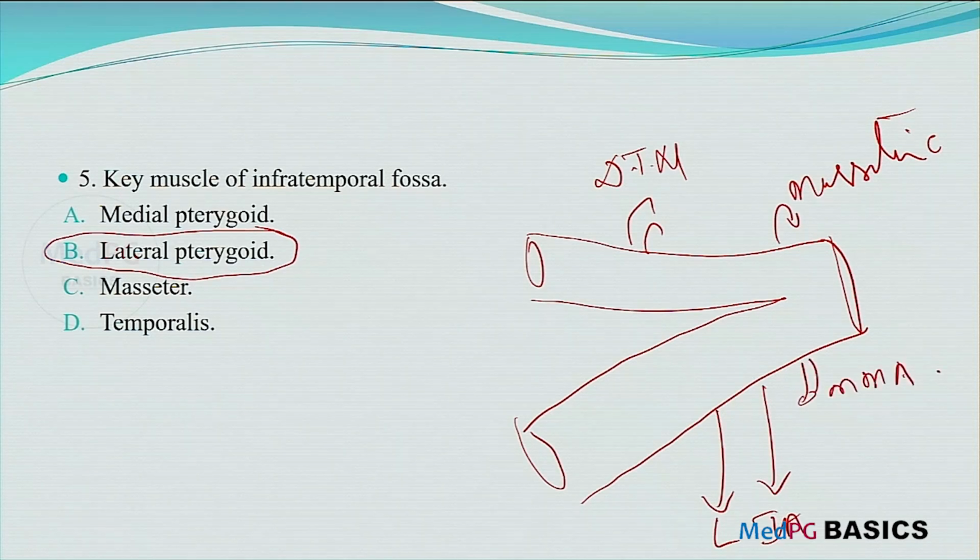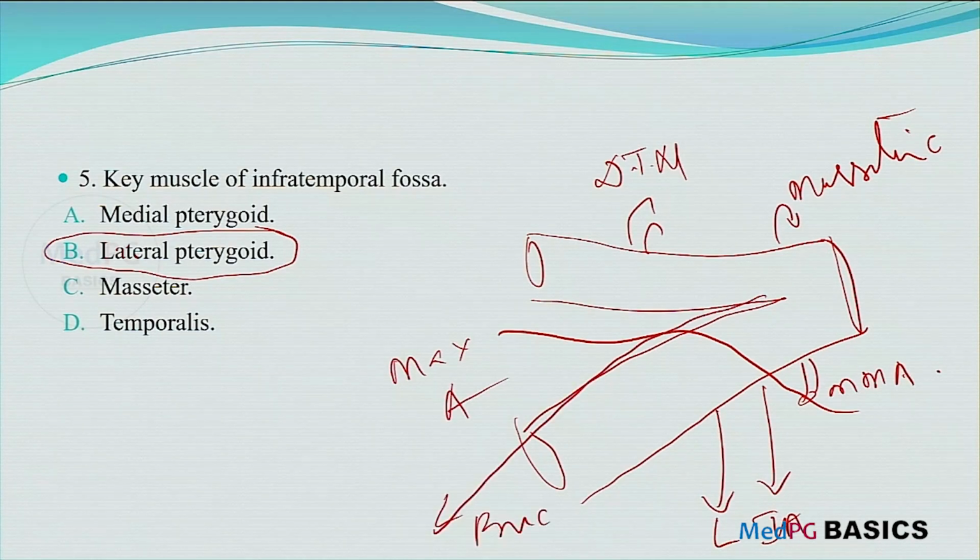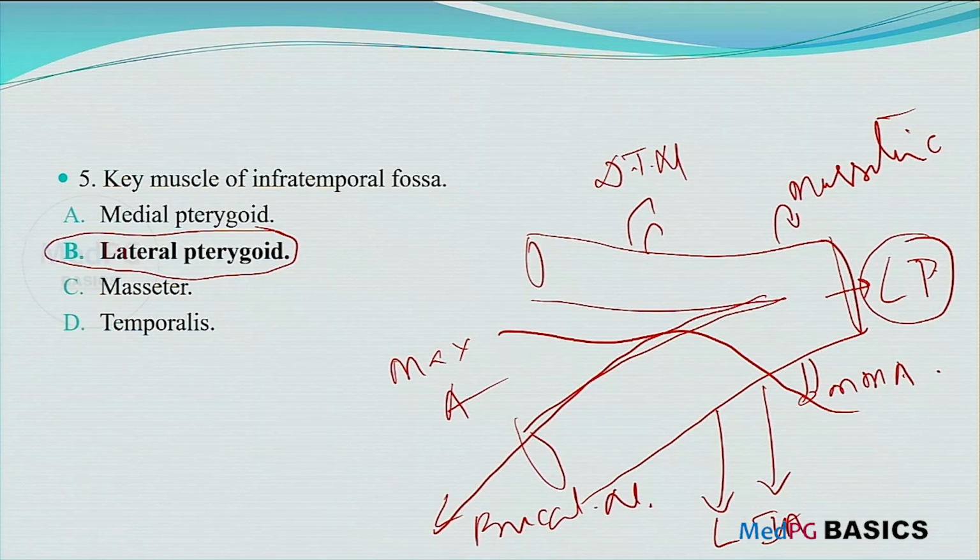In between the two heads there is passage of the maxillary artery and the buccal nerve. So these are the different neurovascular structures that are intimately related with the lateral pterygoid muscle. The identification of lateral pterygoid muscle is very important in identifying the rest of the structures. Hence it is considered to be one of the key muscles of infratemporal fossa. So that should be the answer.